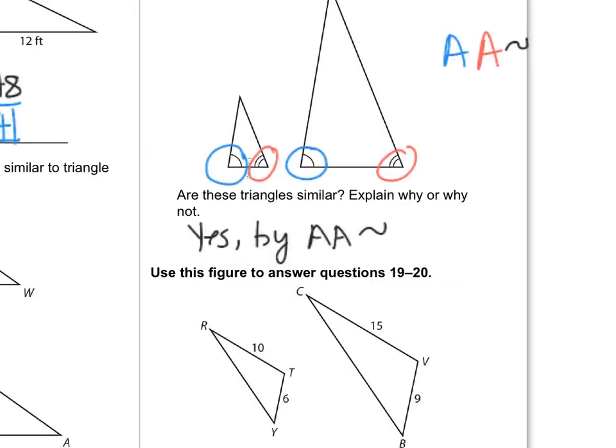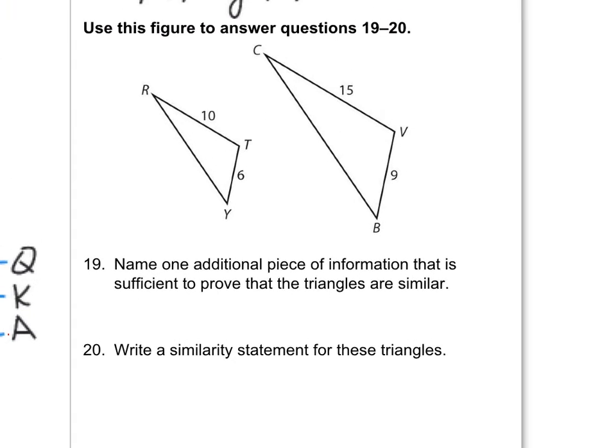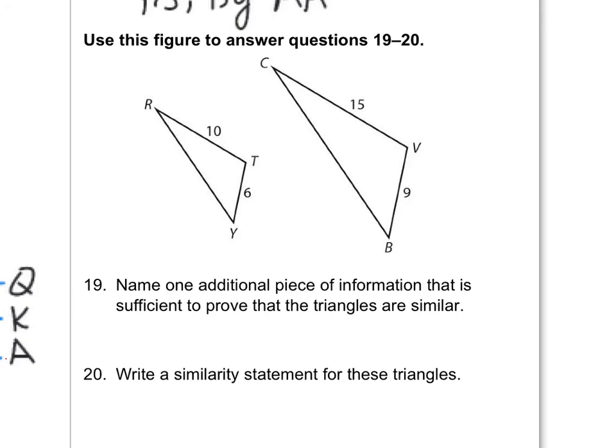End of the problem. Let's go to number 19. Name one additional piece of information that is sufficient to prove that the triangles are similar. So we have sides, but we have to check that they're proportional. So we're going to say 10 to 15, 10 to 15. And we're going to check, because you don't know for sure, so I'm going to put that as a soft check right now. We're going to check if we can do 6 over 9. So 6 over 9. We're going to check if these are equal.